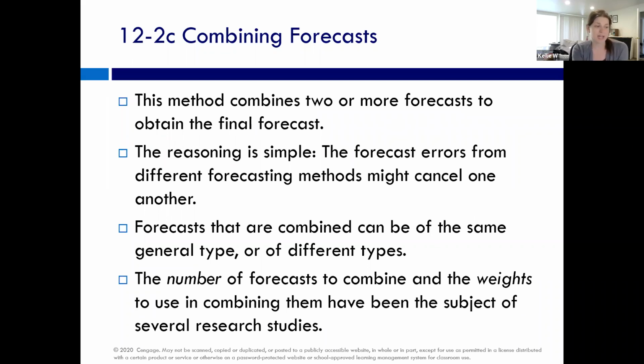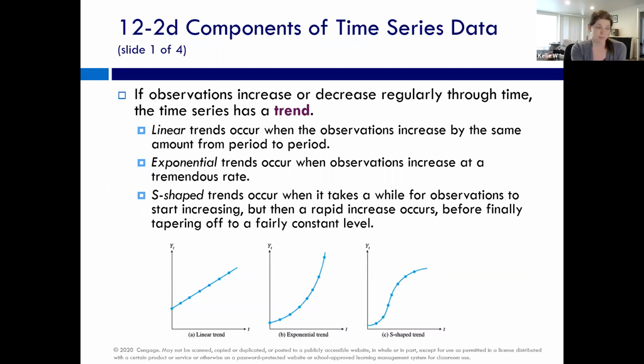We can also combine forecasts into a final forecast. If we have different forecasting methods, the errors from each of those might cancel each other out. By splitting them into two different models, we can prevent some of those issues. And then it gives us the ability to do different types of forecasts. How many to combine and how to weight them is a whole field, but it can be done, and just be aware of that methodology.